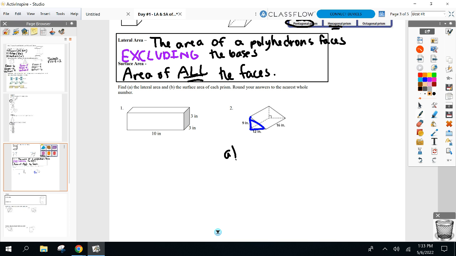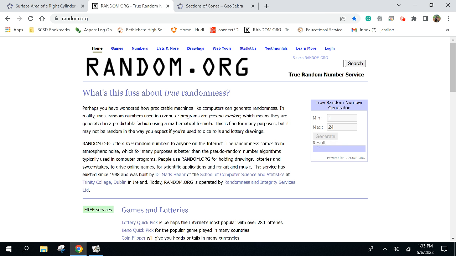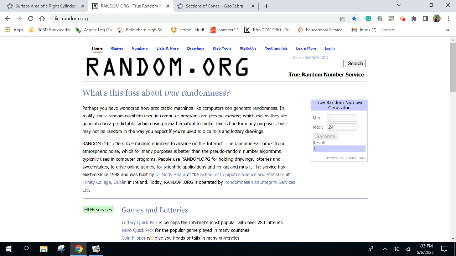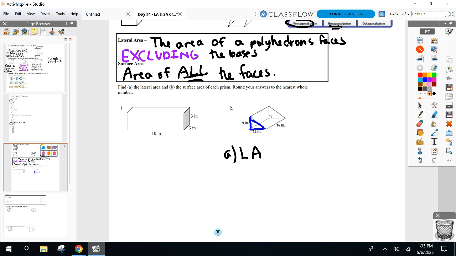Because that's how we're finding, I'm going to abbreviate this LA, lateral area. Take off those two triangles. What is left over now? Three rectangles. That's what I want you to find the area of and add them together. Lateral area. Making sense? Take off the bases and find the area of what's left. Claire said you have three rectangles left.